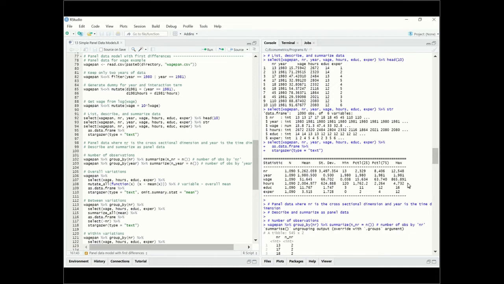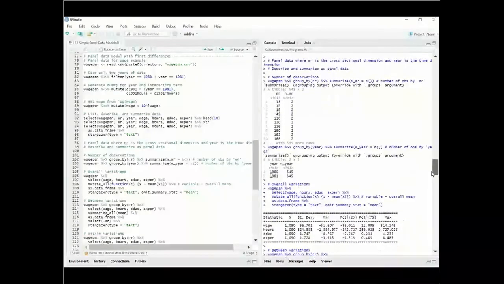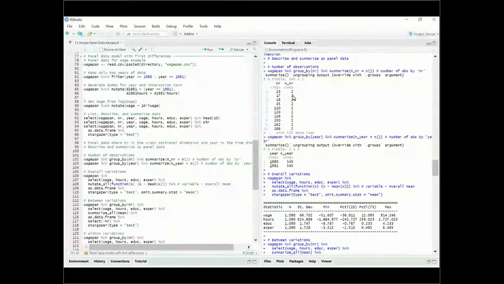And so what we are going to get with this kind of summary is that the first person, we see that they have 2 years of observation. The second person has 2 years of observations. The third person has 2 years of observations, and so on.